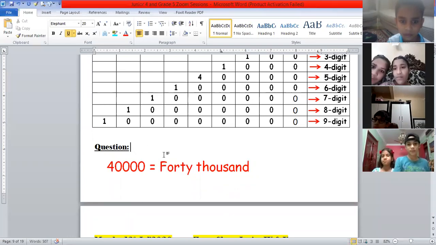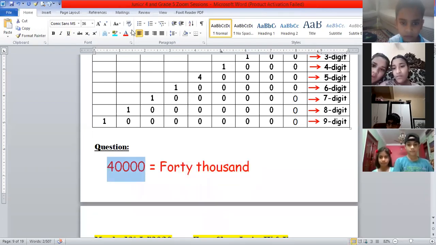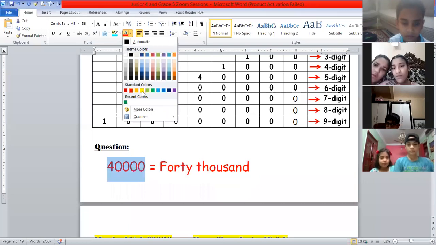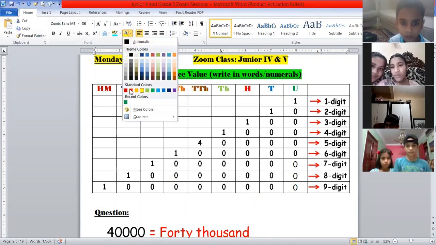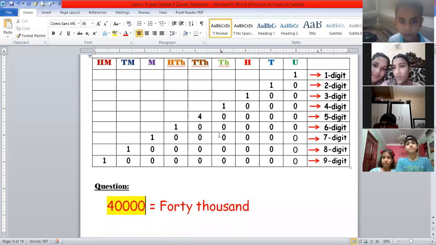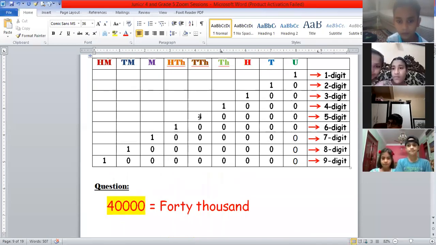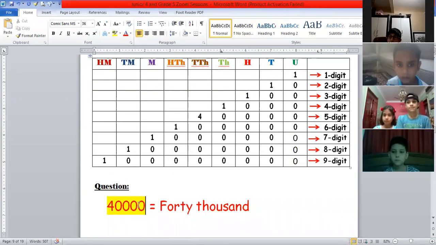We have written this 40,000 in words. This is the question, 40,000, and we have to write it in words. First we'll write it in our place value chart. Then we'll observe which place the first number is standing on. As it is standing on the 10,000 place, it must be 40,000, 50,000 or something like that.